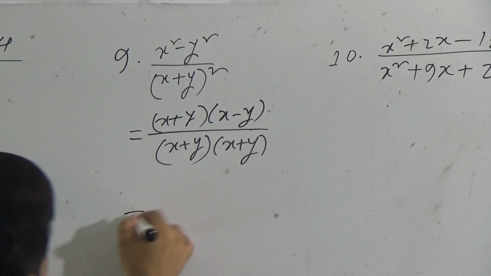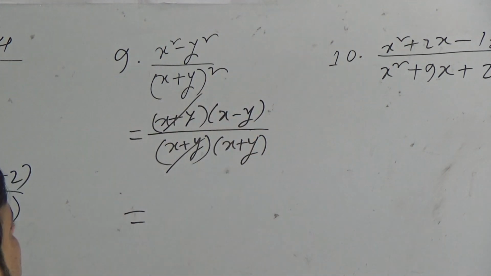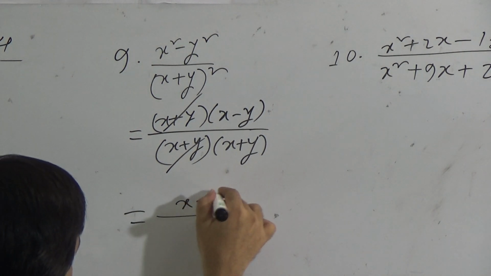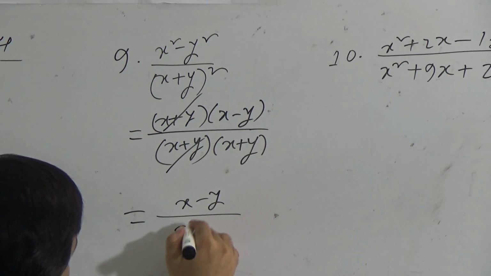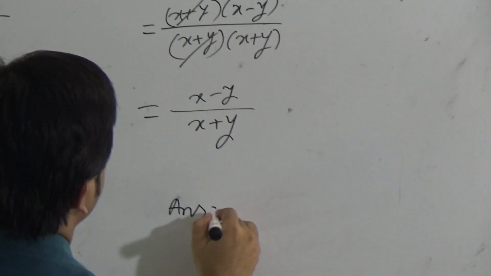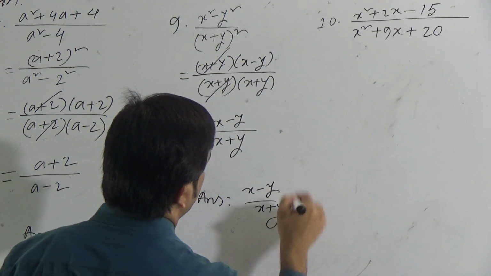Now, notice here x plus y is common and x plus y is common. So, we can divide both numerator and denominator by x plus y. If we divide, we will get here x minus y and here x plus y will remain. So, this is our required answer for question 9, x minus y by x plus y.